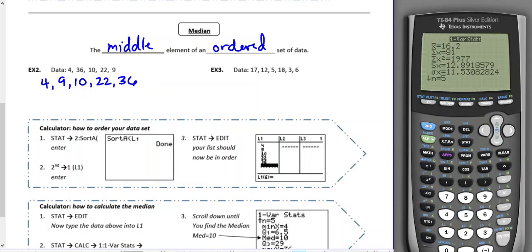Now in order to find the median, we want the middle of this list. So if you scratch out the lowest and the highest, and you keep crossing numbers out until you get to the middle, we will find that our median is 10.